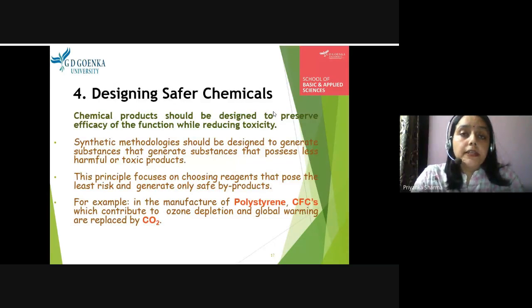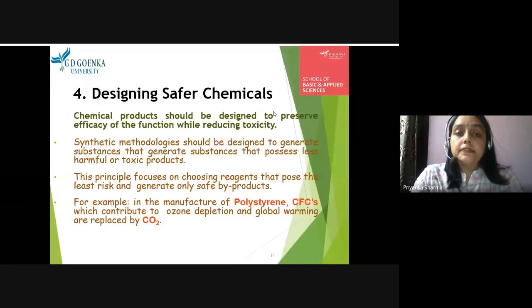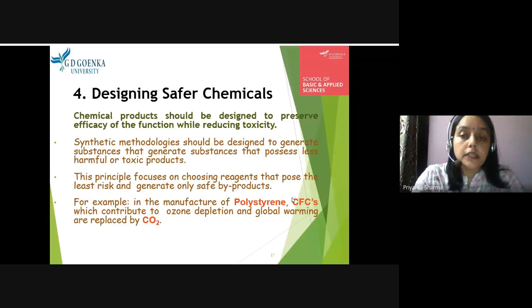The fourth principle of green chemistry is designing of safer chemicals. That means whatever product we are getting should be less toxic, and whatever we are using for this conversion should be less poisonous and should not affect the environment. For example, in the literature it was mentioned that polystyrene manufacturing is carried out using chlorofluorocarbon, and we know this is a basic source of ozone layer depletion. So instead of CFC, it can be replaced by CO2 for a greener route to the synthesis of polystyrene.